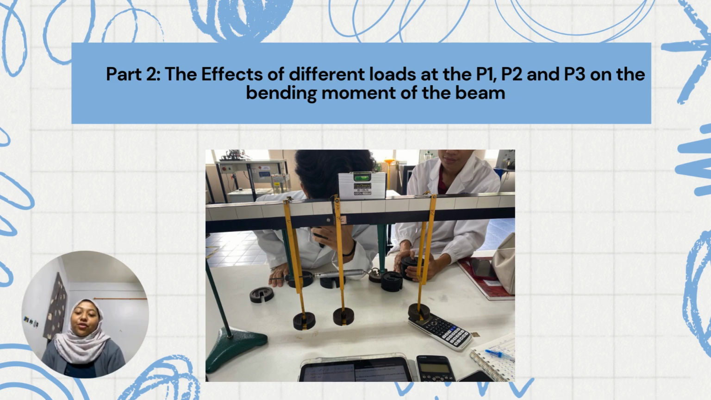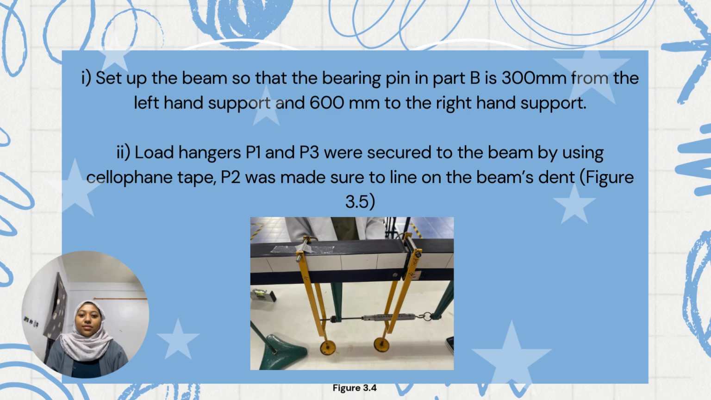So here's the part 2 of the experiment, which is the effects of different loads at the P1, P2, and P3 on the bending moment of the beam. So for the procedure, firstly, set up the beam so that the bearing pin in part B is 300mm from the left hand support and 600mm to the right hand support. Secondly, load hangers P1 and P3 were secured to the beam using cellophane tape, and P2 was made sure to lie on the beam stand as shown in figure 3.5.